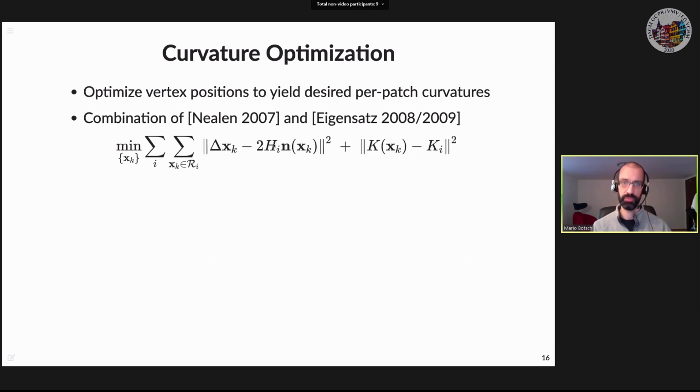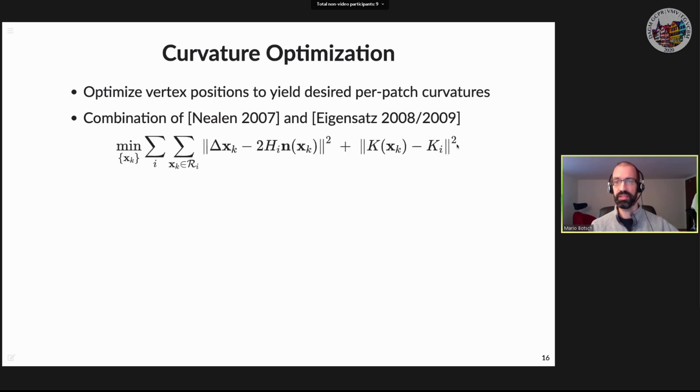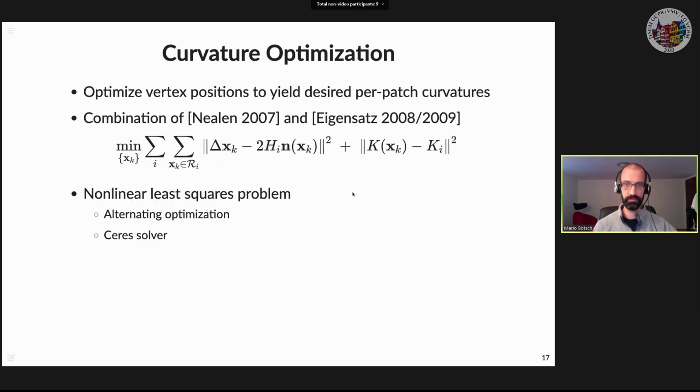We first optimized just for the mean curvature. This is this part here, using alternating optimization. Then we also add the Gaussian curvature. This comes down to a nonlinear least squares problem, which we solve using the Ceres solver, which is quite nice. So it worked very well in this project.